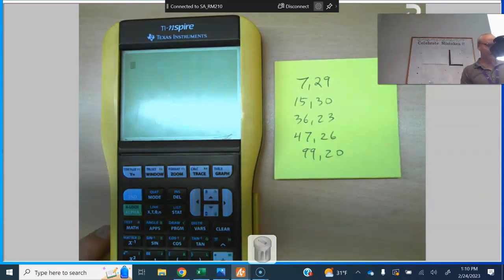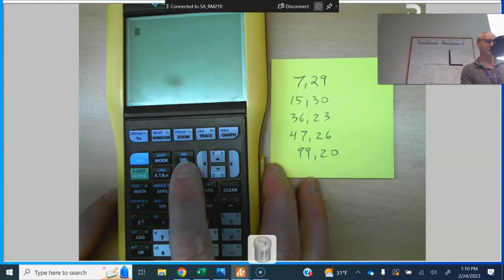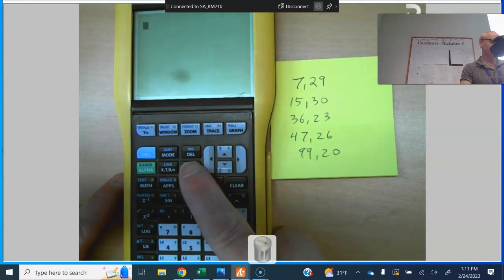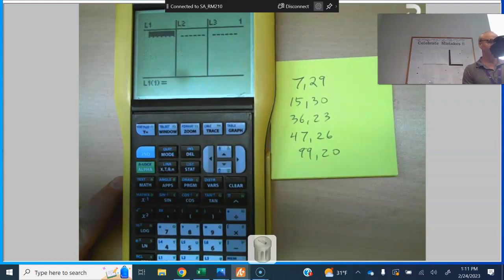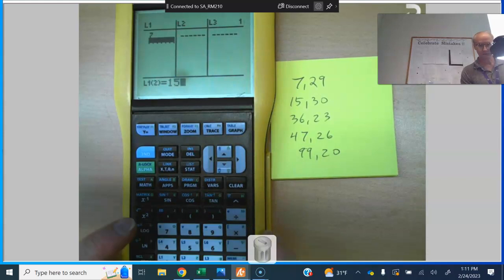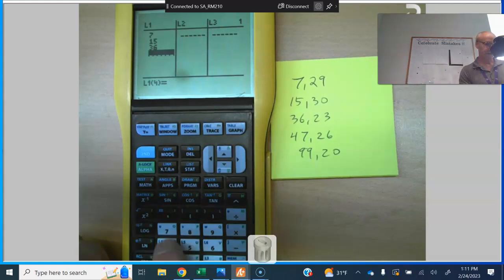And the way you do that, we start with stat. Guys, make sure you keep up with me. You don't want to get behind. So press stat, and we are going to edit our lists. What we're going to do is put all of our points into our lists. I'm going to put in 7, 15, 36, 47. These are all our X values.